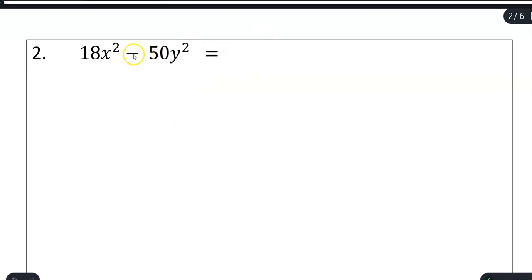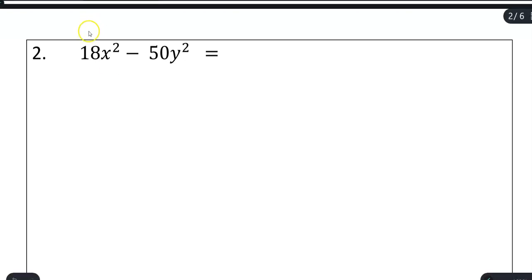So I have subtract x squared, y squared, but 18 is not a perfect square. 50 is also not a perfect square. So I may have to think of a common factor in this case. If I take a common factor of 18 and 50, the perfect square may reveal itself. Okay, so think about that analysis.